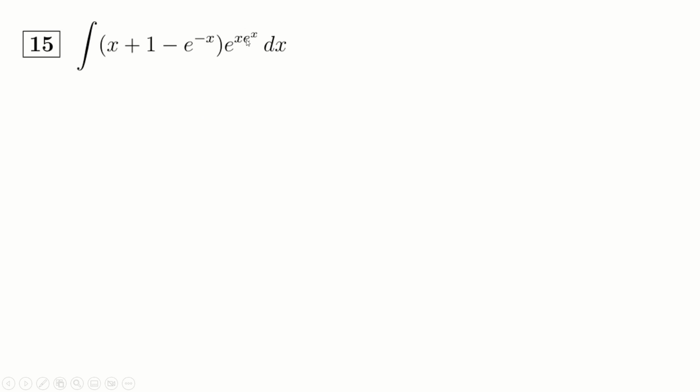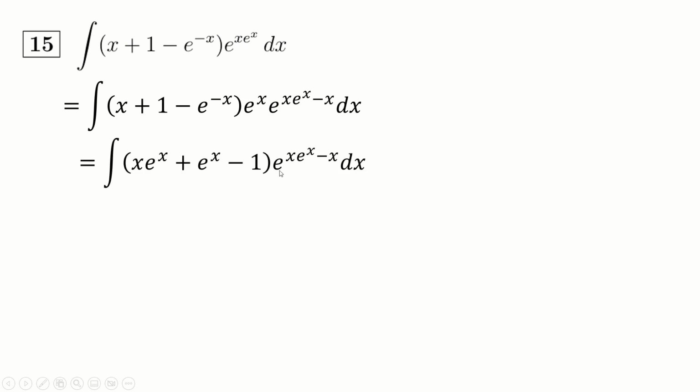For 15, nice little trick here. Pull out an e to the x from this object here to make it here, because of course you would add these powers up and these x's would cancel to get you this. Now put this e to the x into there, and now what you can notice is that this object here is precisely this object up here differentiated, because product rule gets you this bit, and then the minus 1 comes from there. So this just integrates to this whole thing there, and you're done.